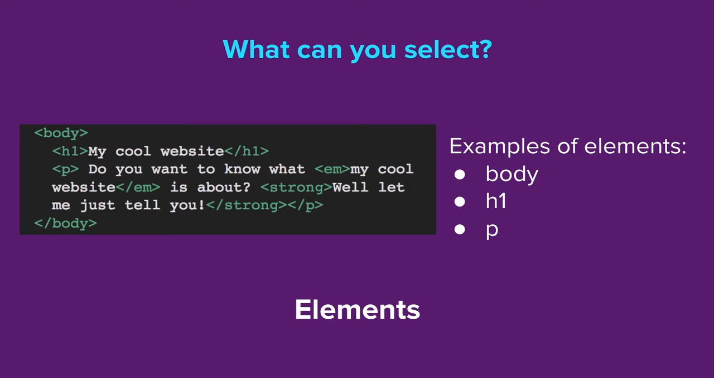So far, we've been working with elements. We are familiar with them. So on the screen, what you see is a screenshot of some of my code from Mozilla Thimble. And you might recognize it from examples that we've already used. So examples of elements are body, H1 or header 1, and a paragraph element.